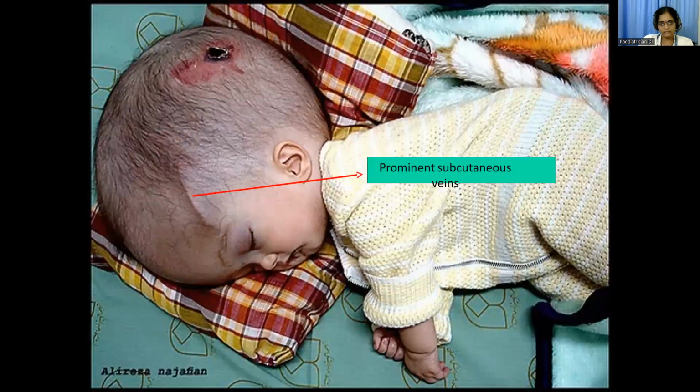So here you can see this picture is about prominent subcutaneous veins. This is another manifestation. The head is also bigger. If you take a closer look, you can appreciate the macrocephaly, which is because of the hydrocephalus, as well as the prominent veins.